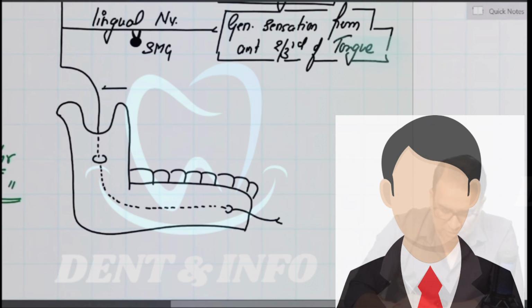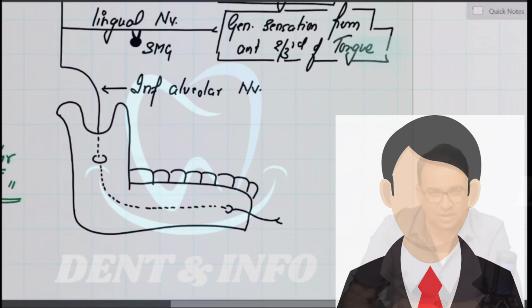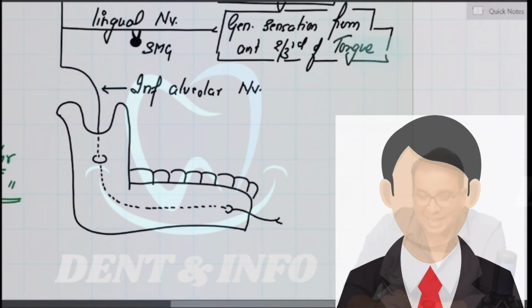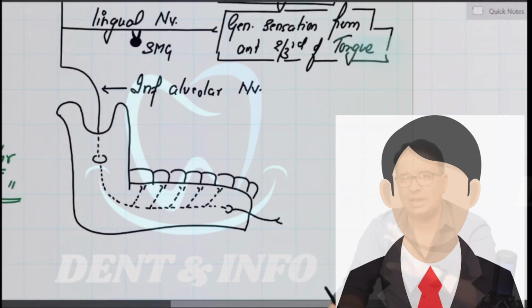So first and foremost, this nerve is called what? That is called the inferior alveolar nerve. Again, look at the name, guys. Inferior alveolar, alveoli, obviously supplying the lower gums and teeth. So when this nerve is running in the mandibular canal, it is giving off numerous branches to supply the lower gums and the teeth. Lower gums and teeth are supplied by this nerve, and that's why the name is inferior alveolar nerve.